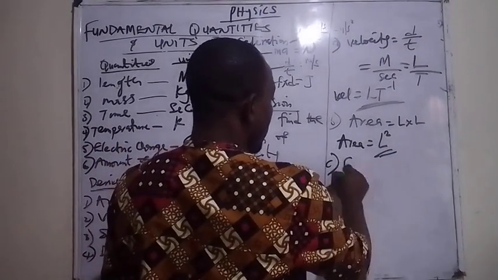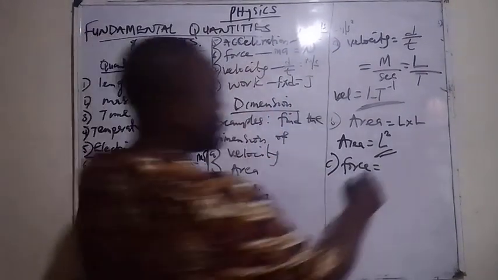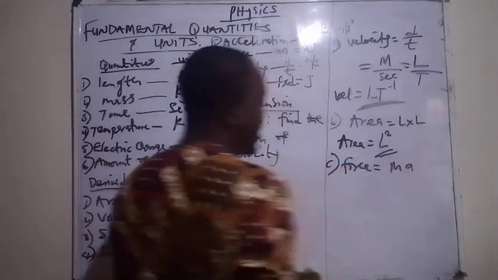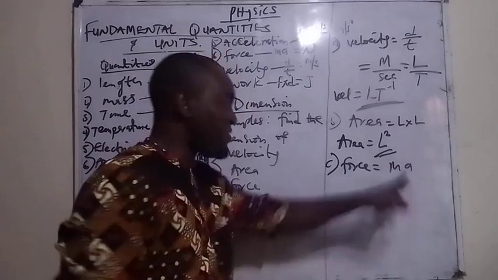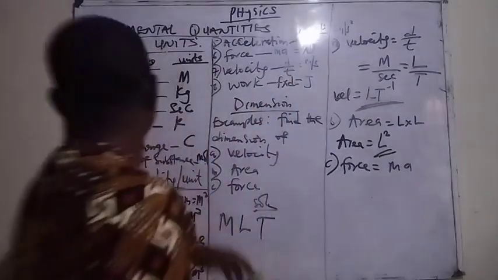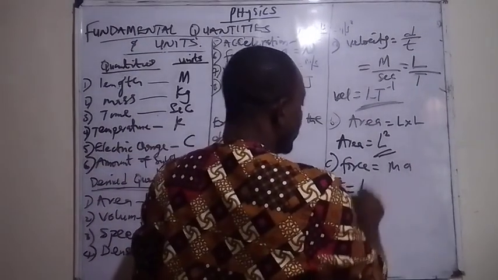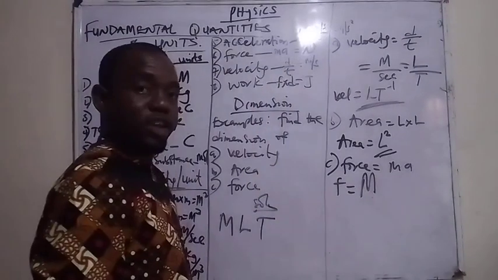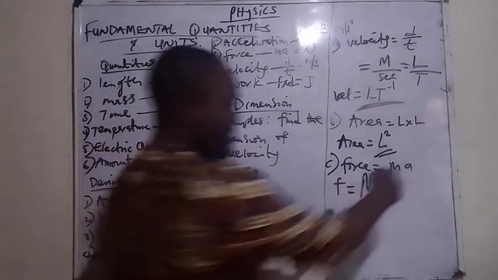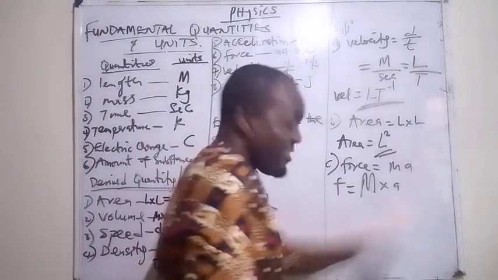Now, let's check the last one, force. What's the formula for force? According to the formula we gave here, we said mass times what? Acceleration. Now, mass we already have here. So F is equal to M, we already have it for mass. So now what are we left with? Acceleration. So let's bring out acceleration separately now.